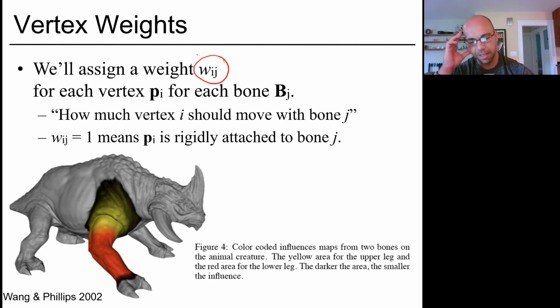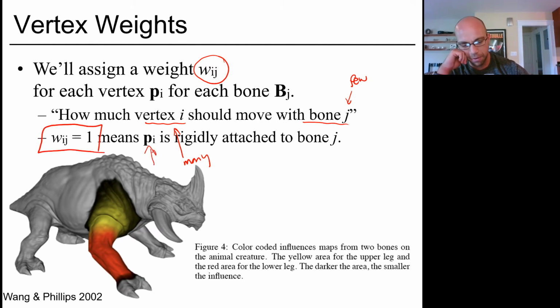So in order to describe that mathematically, we typically compute things called skinning weights or vertex weights. And these, in our class, we're going to call W_ij. So the way to read this notation is how much vertex i should move with bone j. So j is going to index all the bones in my body. That means there's relatively few j's. And there's going to be many i's, right? Because there are relatively few bones and lots of vertices on the outer surface. And so if W_ij equals 1, for example, what that means is vertex i on my triangle mesh is rigidly attached to bone j. Okay?